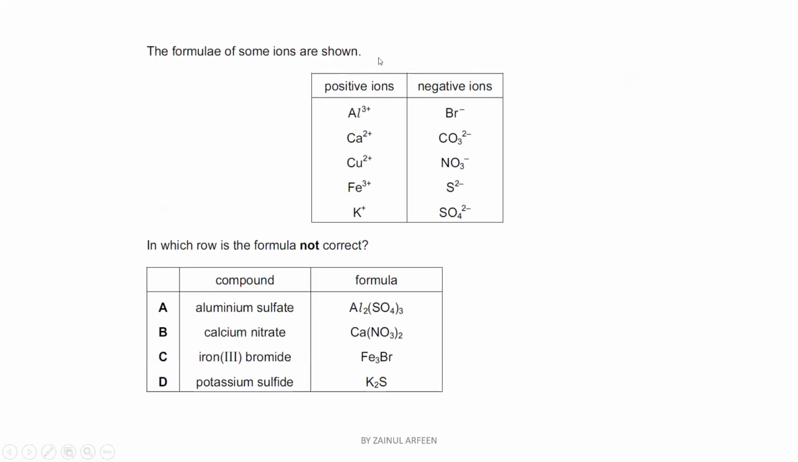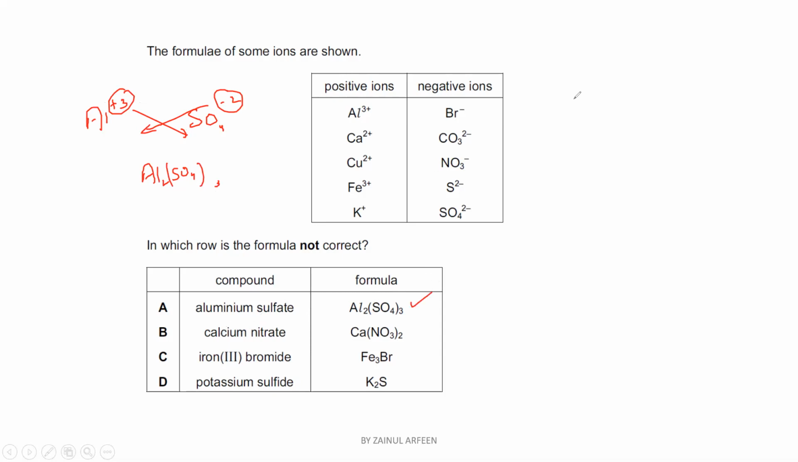Okay. The formula of some ions are shown. So they give you the positive ion and they give you the negative ion. In which row is the formula not correct? Aluminium sulfate. Is the formula correct for aluminium sulfate? So you can work it out. The valency for aluminium is given, and valency for sulfate is also given. So when we cross multiply, this 2 will come with aluminium and 3 with sulfate. So it will be Al2 SO4 in a bracket 3. So aluminium sulfate formula is given correctly.